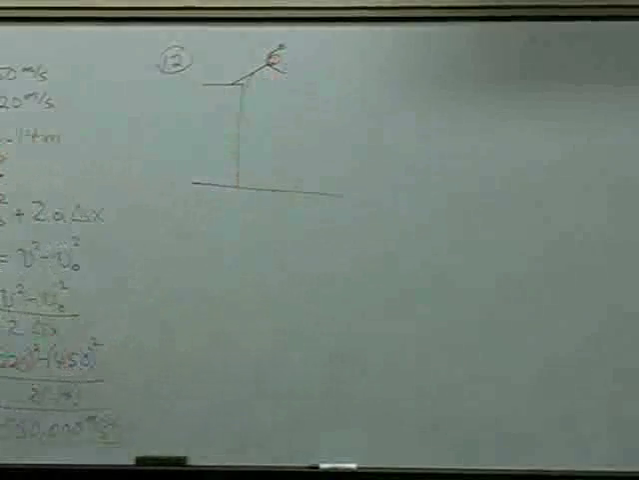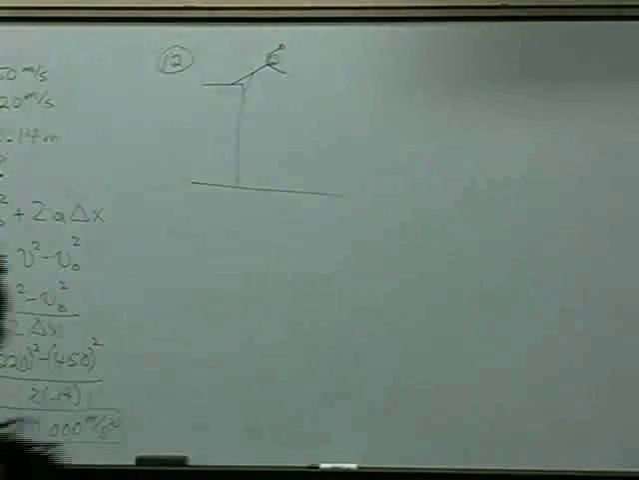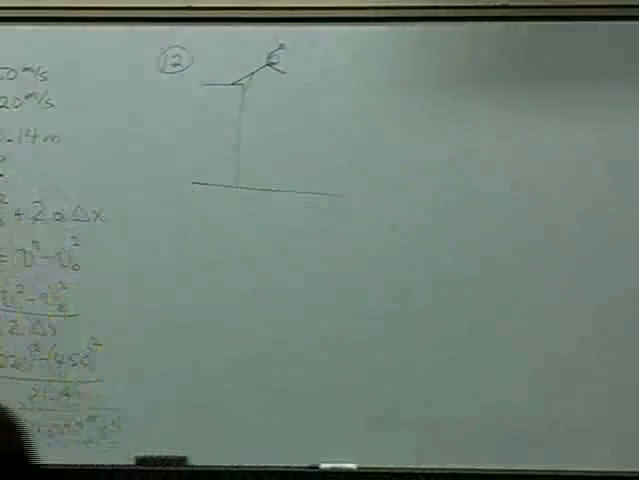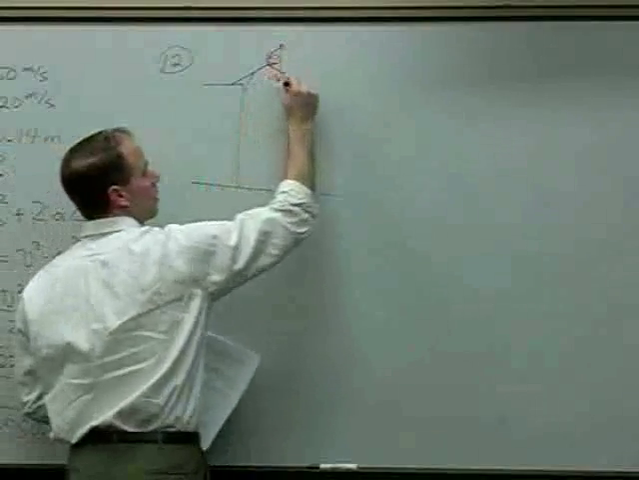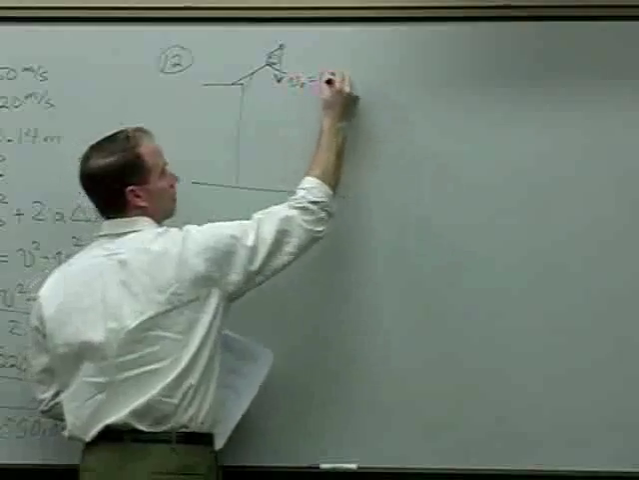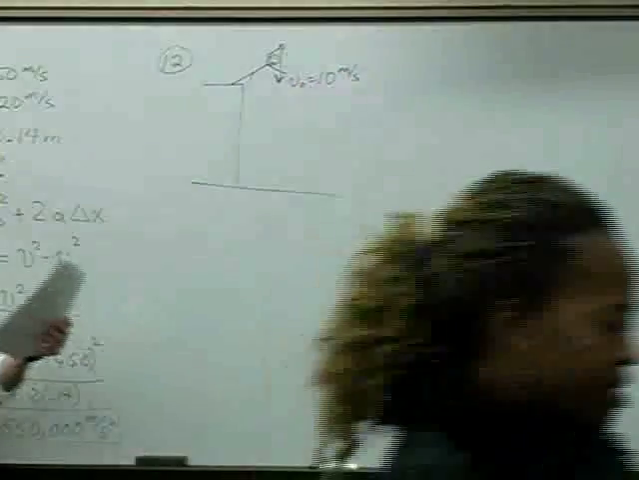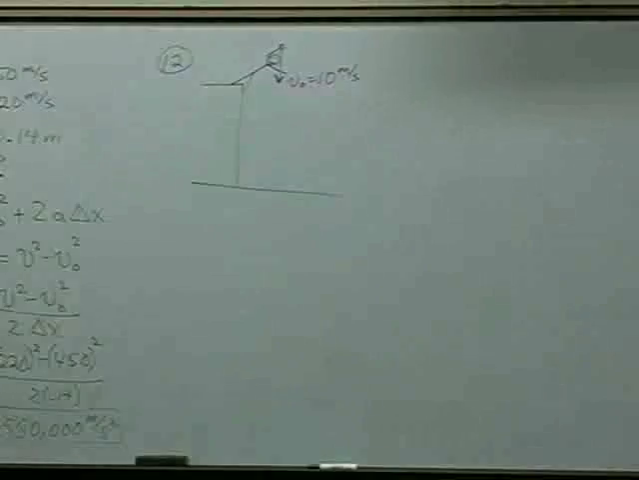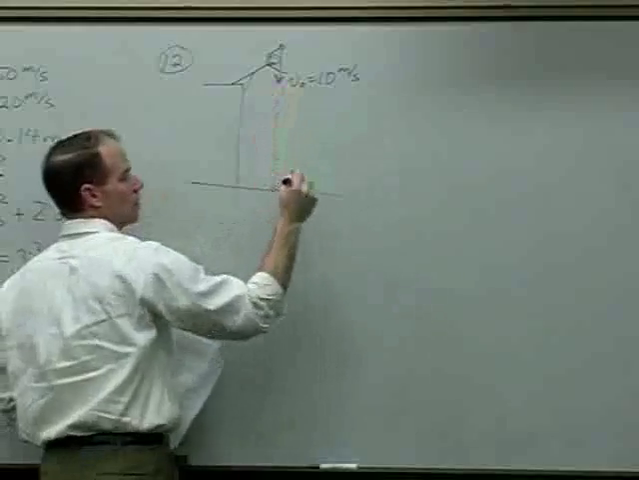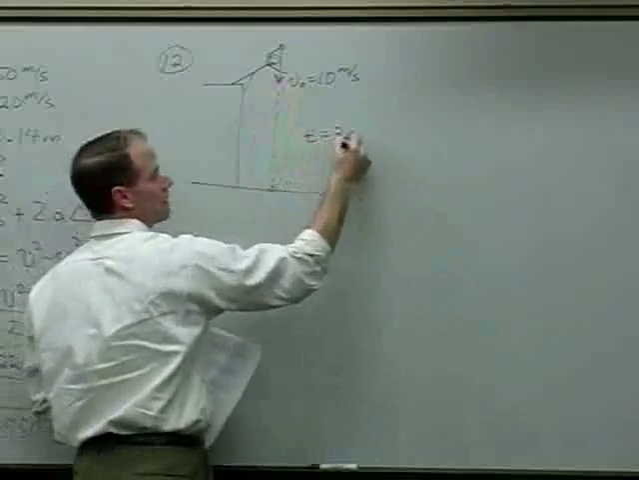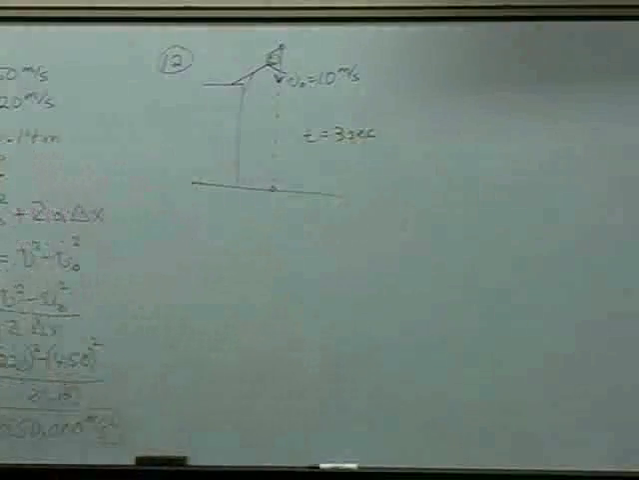Alright, so you're going to throw a rock down. You don't know what your height is, but you do know that you're going to give it an initial speed of 10 meters per second. It strikes the ground 3 seconds later. Your time is going to be 3 seconds. The question is, determine the initial height of the rock above the ground.